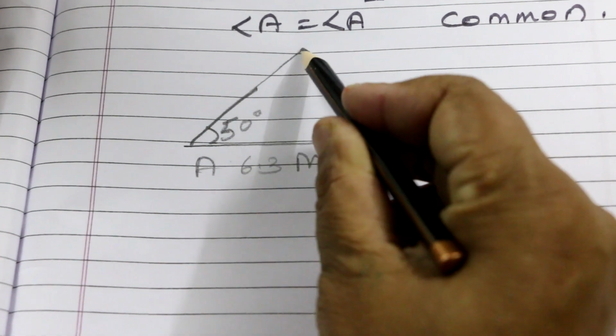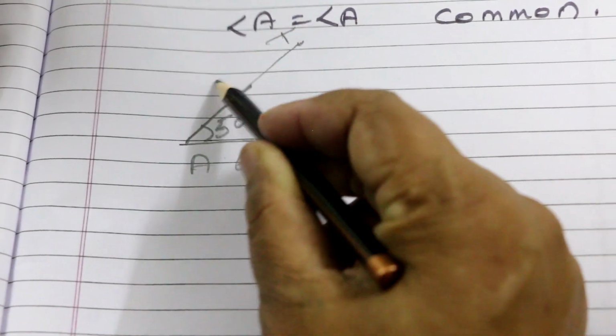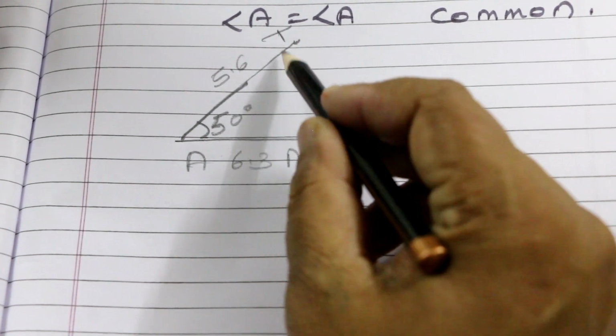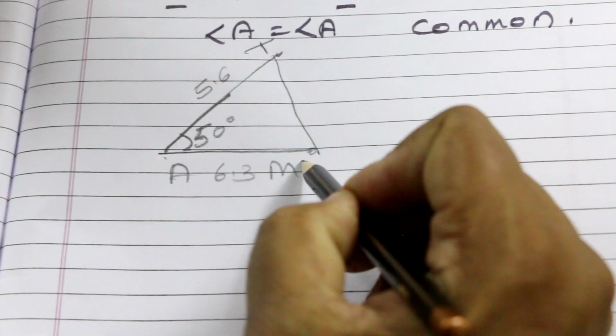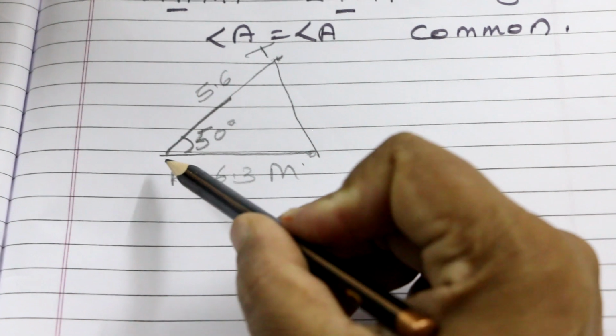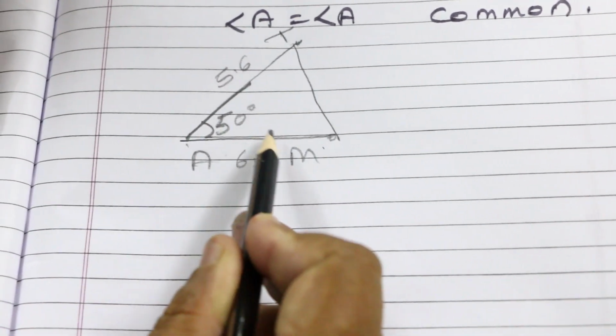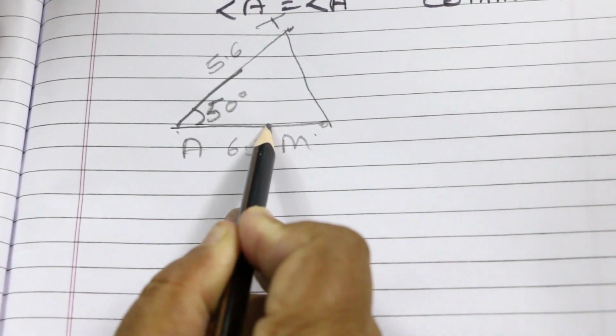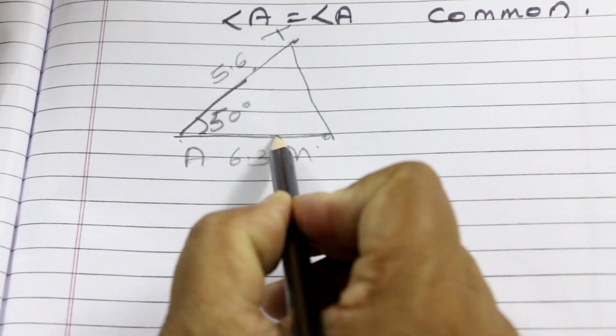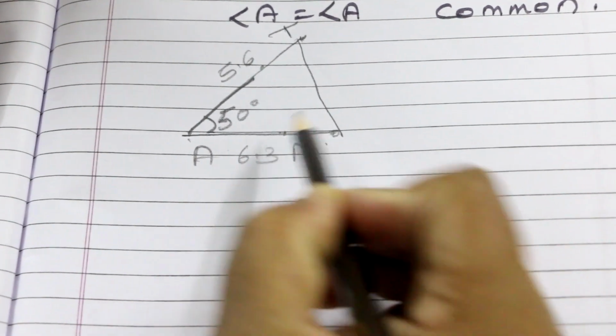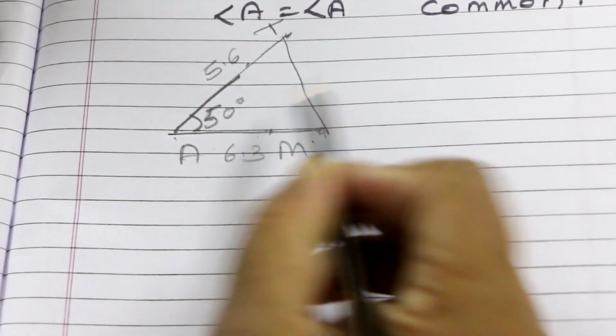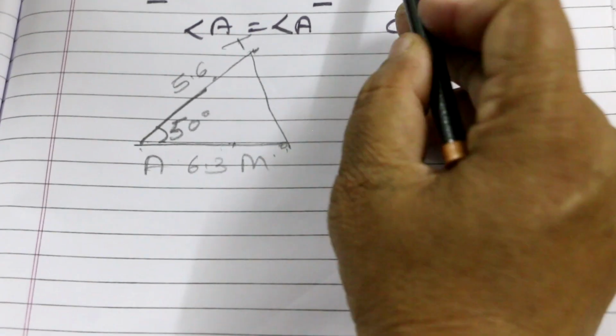AT is given as 5.6, and this is your A and T. So where will be H? Whether H should be inside AM or outside AM. Let us see the ratio.